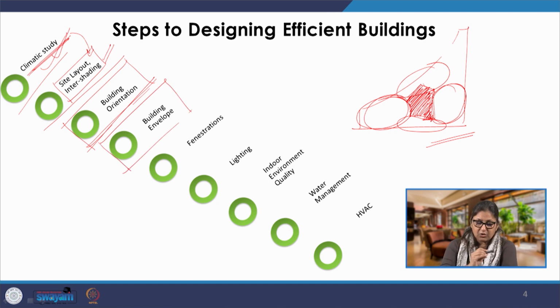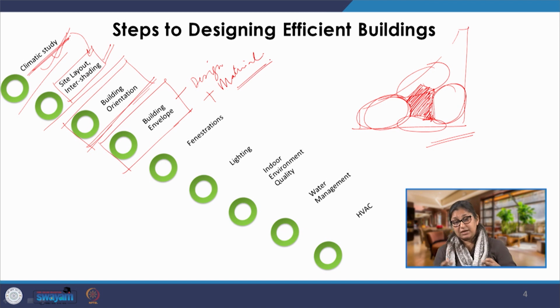Now, here we are also deciding, so it has two components, one is design and the other one is material. Sometimes, if we are looking at embodied energy, we might say that we need to have less embodied energy material, but the material having less embodied energy might not be durable enough for the same purpose, or might not have enough strength. So, we have to see what the quality of the material is, what the properties of the material are, to select the right type of material for the building envelope.